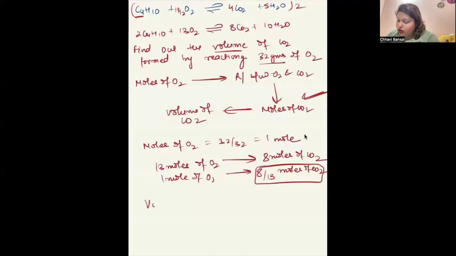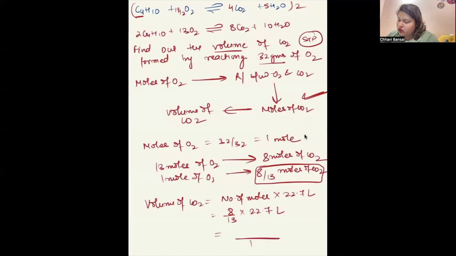Now volume of CO2 is equal to number of moles multiplied by 22.7 liters. Why? Because it is given at STP. Okay. So it is number of moles, 8 by 13, multiplied by 22.7 liters, which will be equal to 181.6 upon 13 liters. Okay. This is our answer.